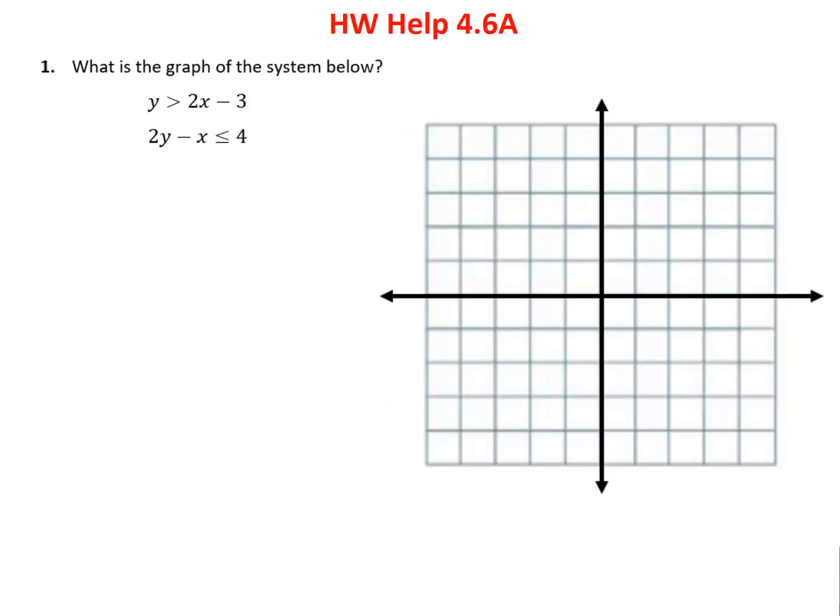Problem 1 says, what is the graph of the system below? So we're going to graph each line and find the area. Remember, each one's going to cut the section into two parts, and then we'll find the part that's common to both of them. So let's start with the first one here.